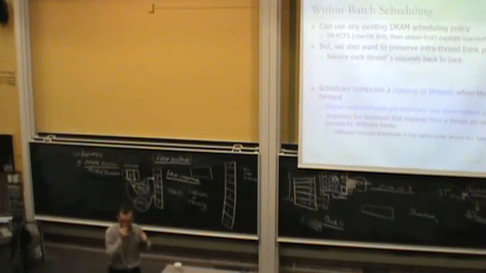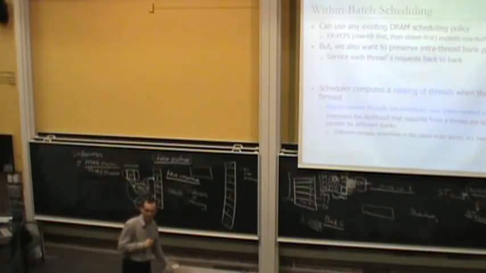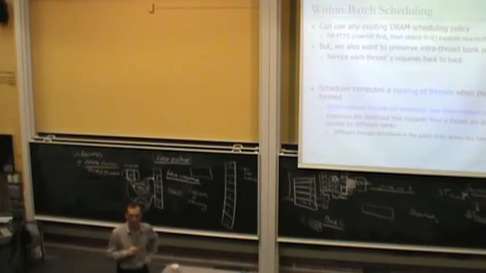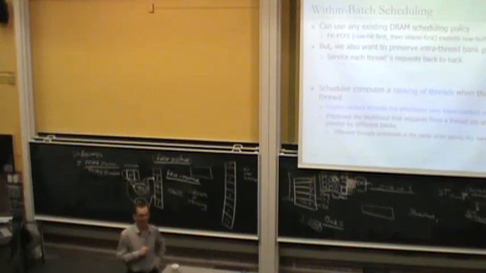Yes? So when you say that to preserve intra-thread bank parallelism, you want to service each thread request back to back. Exactly. But that's assuming that the thread has made requests to different banks. Yes, that's right. If the thread has not done it, you cannot do it, and we will try to fix that problem also.